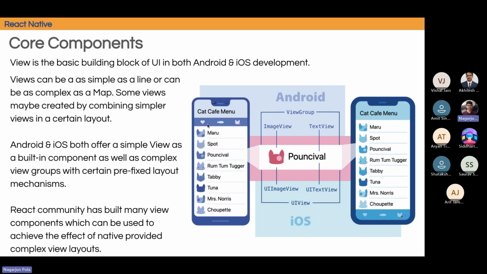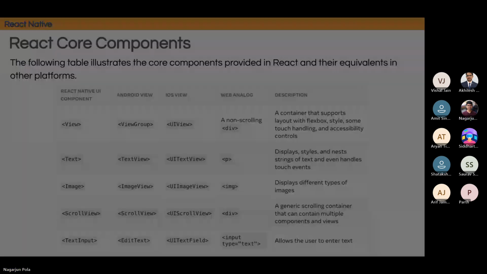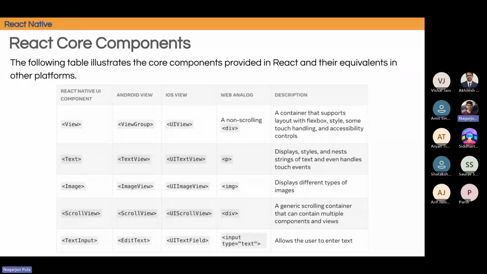In this example, you can see that it is displaying all these names in a table format. So this table also comes as a view. In Android, it is nothing but a recycler view. In iOS, you have UI table view. So similarly, in React, we have flat list. So there are multiple such complex view components. We will compare some of these components.